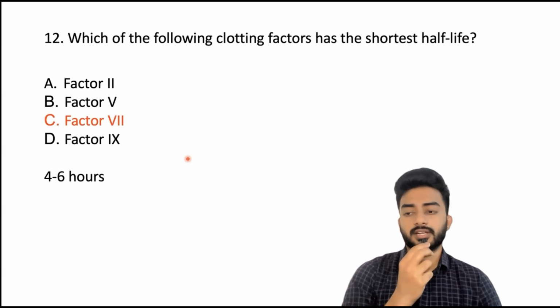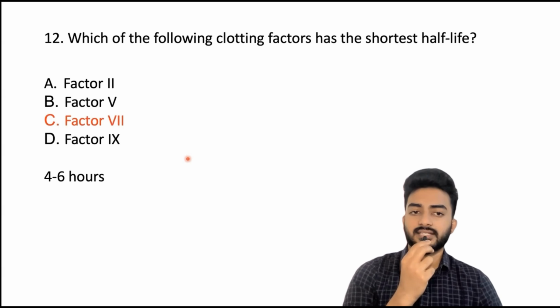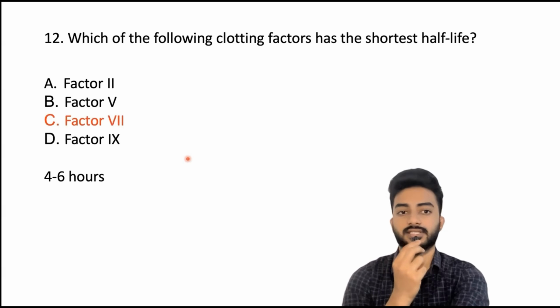Vitamin K dependent factors are 2, 7, 9, 10. Those are all short acting clotting factors, and among them, factor 7 is the shortest with a half-life of 4 to 6 hours.